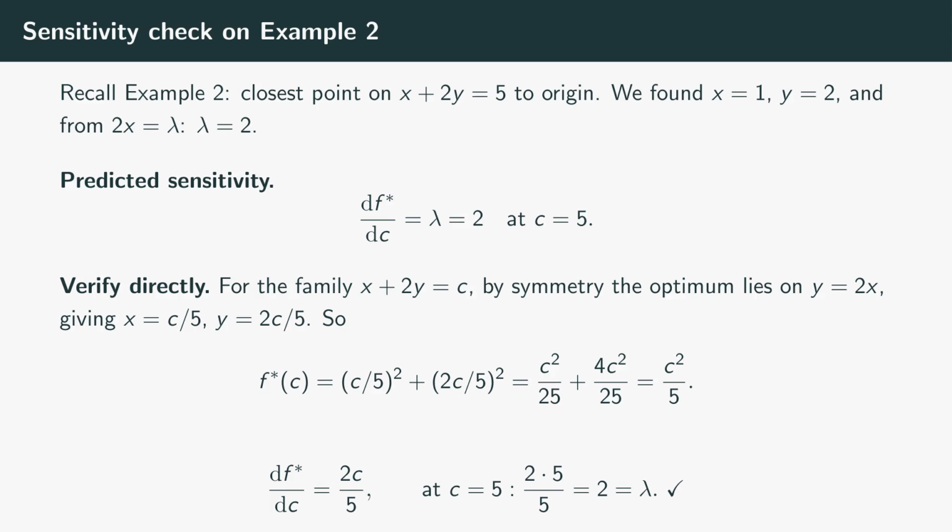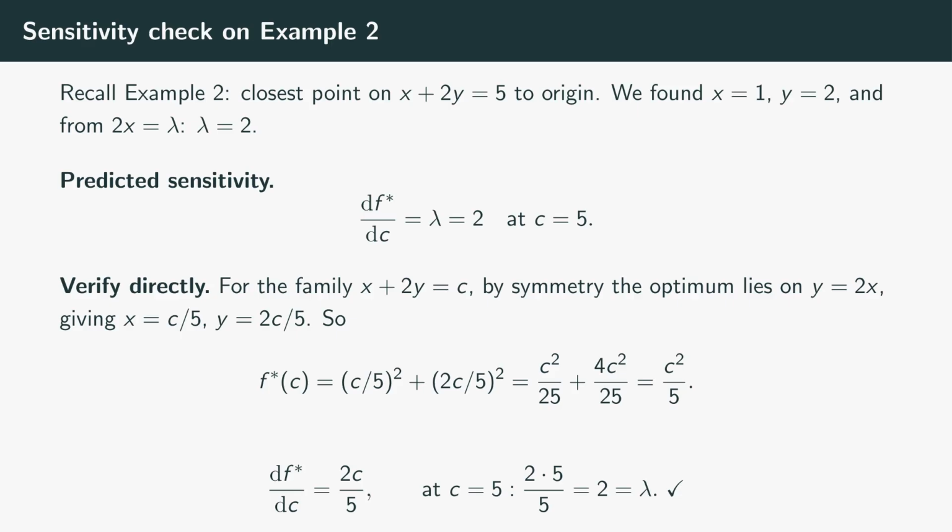Let me show you the sensitivity interpretation in action with our line example. We found lambda equals 2 at the optimal point (1, 2). The claim is that the optimal value of f equals x squared plus y squared changes at rate 2 as we increase the constraint level c. Let's verify. Replace the constraint with x plus 2y equals c for general c. By the same Lagrange algebra, the optimum lies on y equals 2x, the constraint becomes 5x equals c, so x equals c over 5 and y equals 2c over 5.